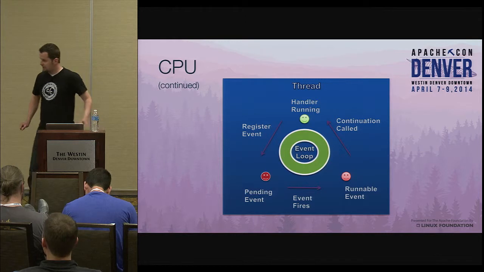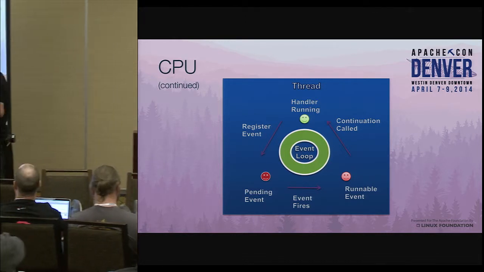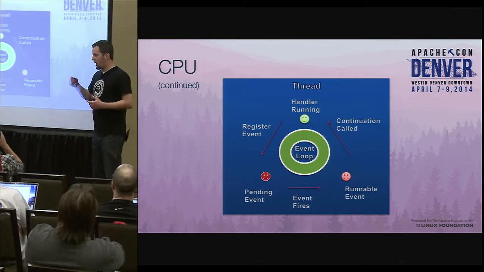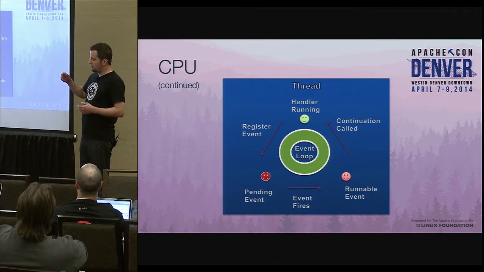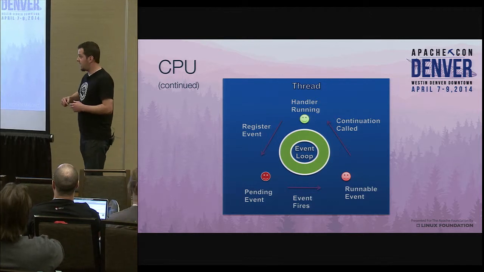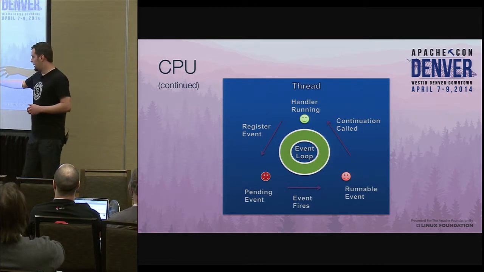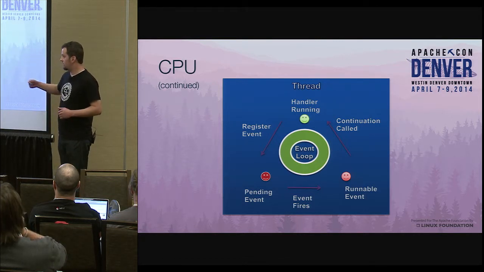So here is my depiction of an event loop. Essentially, you have something running in your continuation, and it registers an event and says, hey, I have a socket, whether it's a network socket, or you're doing some disk I/O, and it says, when there's data to be read on this, call me back, or when I can write data to this, call me back. And it goes into a pending event queue, and then at some point in the future, the event fires.